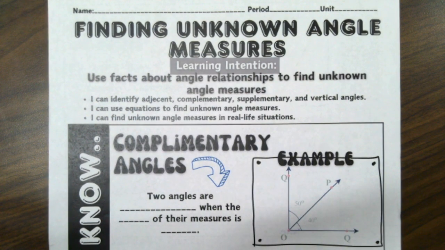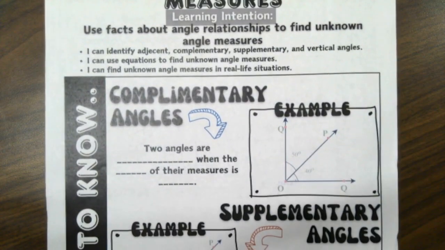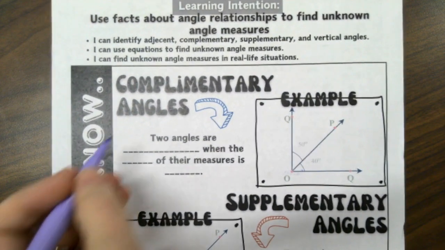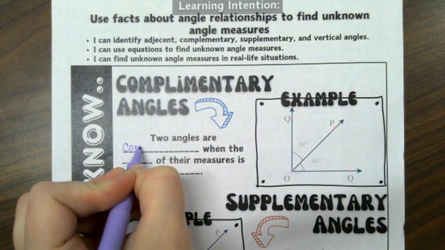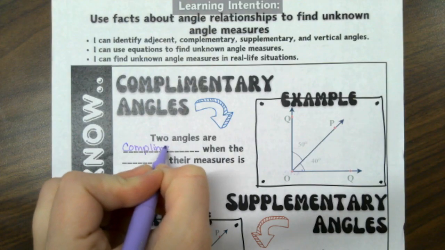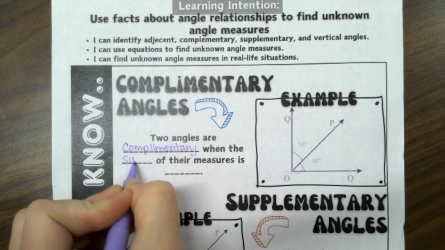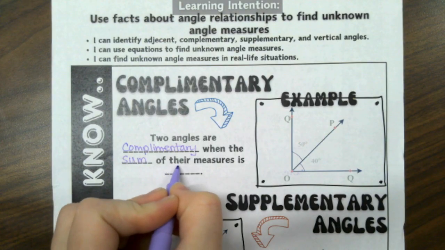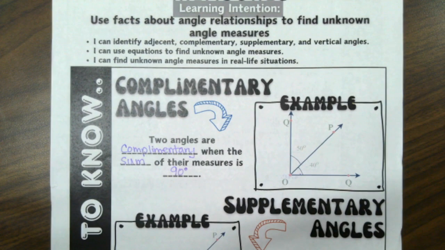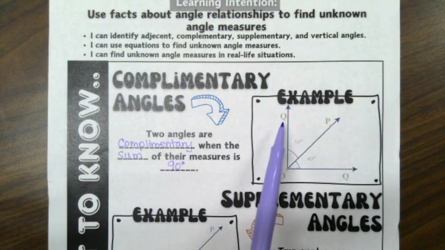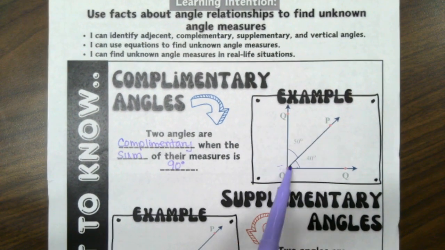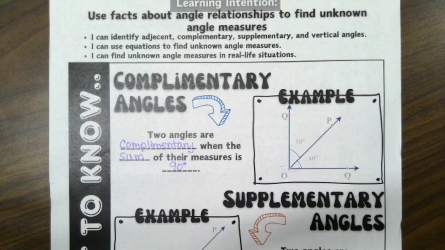So our first angle measure is complementary. So two angles are complementary when the sum of their measures is 90 degrees. So as you see in this example here, these angles are complementary because together they equal 90 degrees.